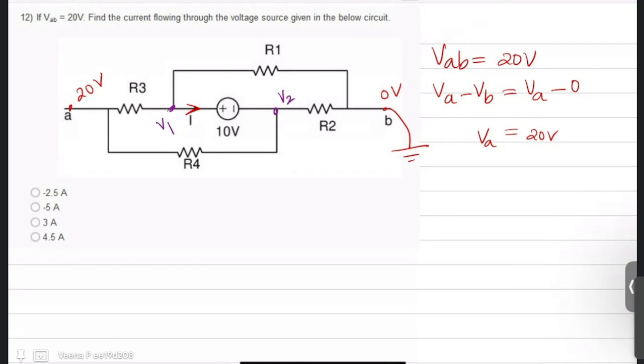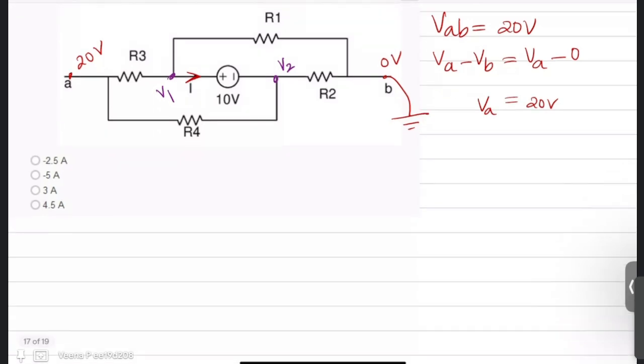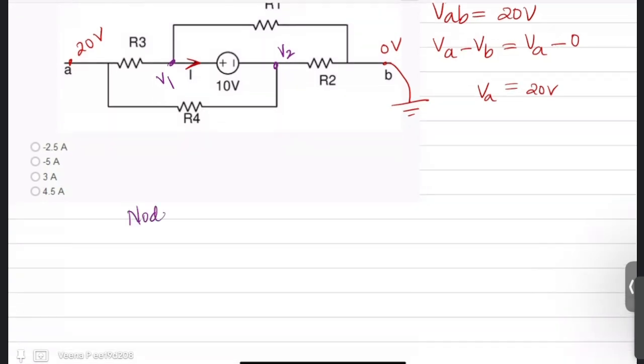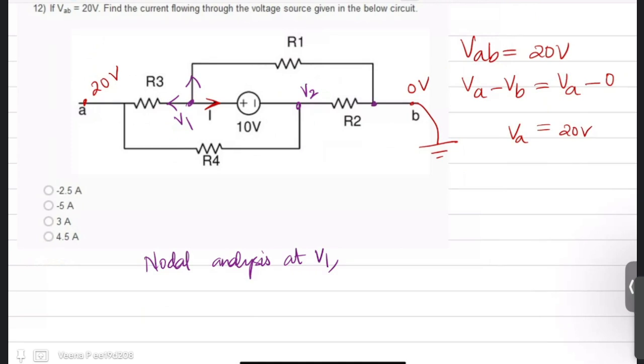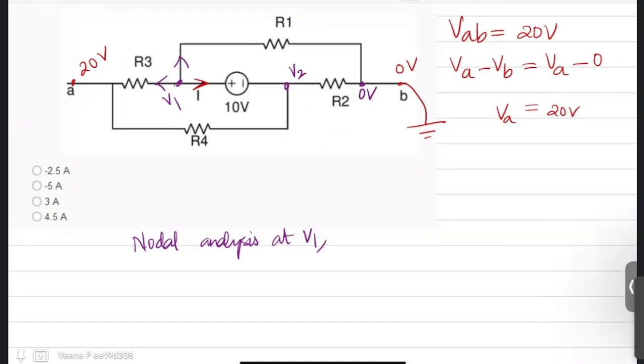Let us apply nodal analysis at these two nodes, V1 and V2. So nodal analysis at V1. Let this current be outgoing, and this current is also outgoing. Now this is 0 volts. So the sum of outgoing currents is 0.